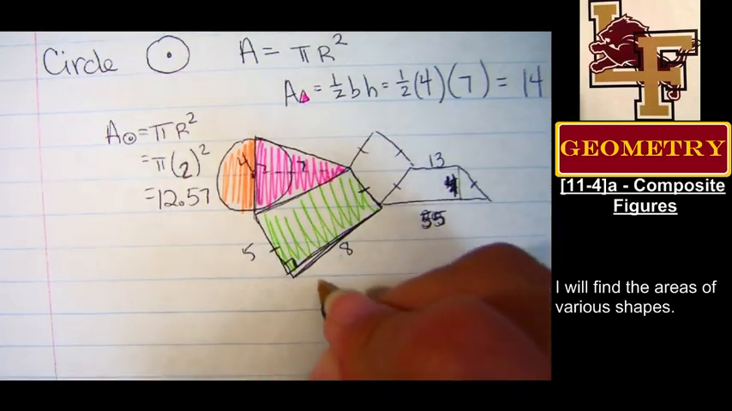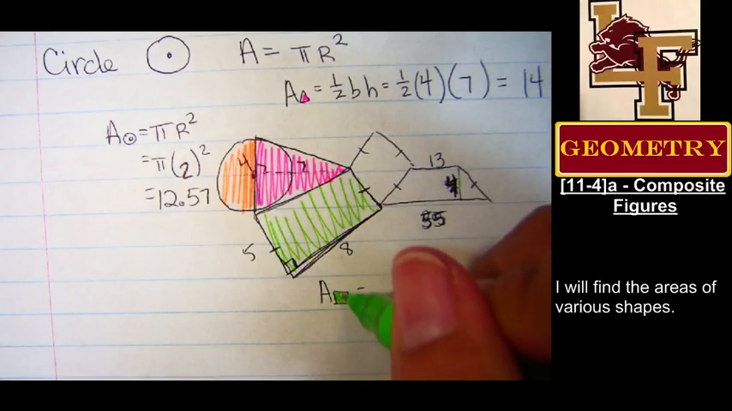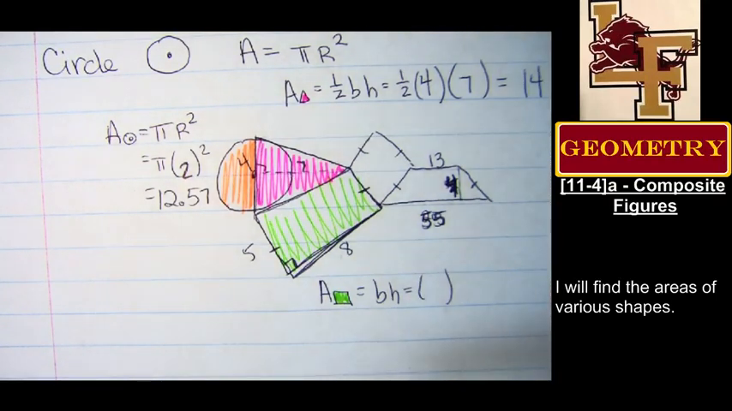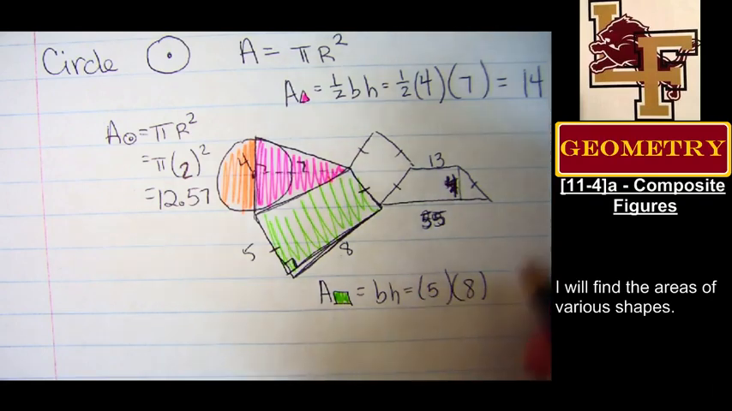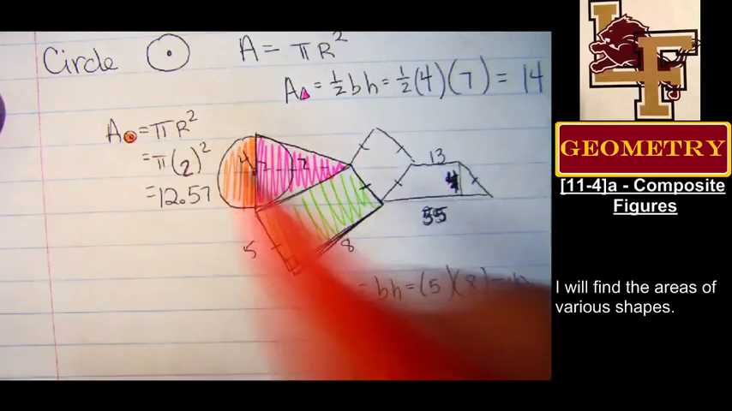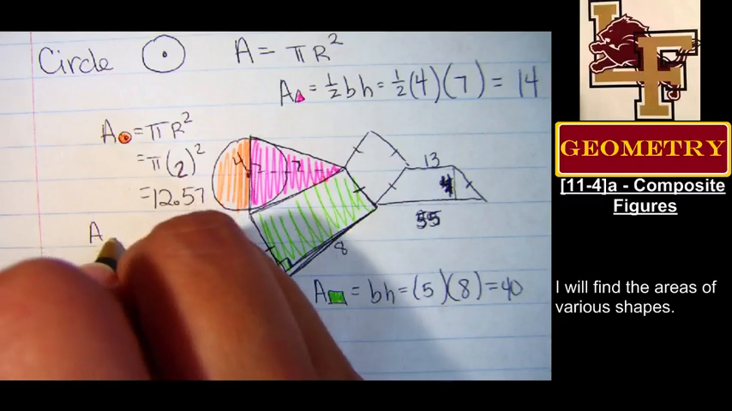All right, area of the rectangle. What's the formula for area of a rectangle? Base times height. What's the base of this rectangle? 5 times 8, which is 40. Okay, I want to come back up to the circle for a second, because I just remembered something. Oh yeah, we have to divide it by 2. Because this is the area of the entire circle. I only want half the circle.